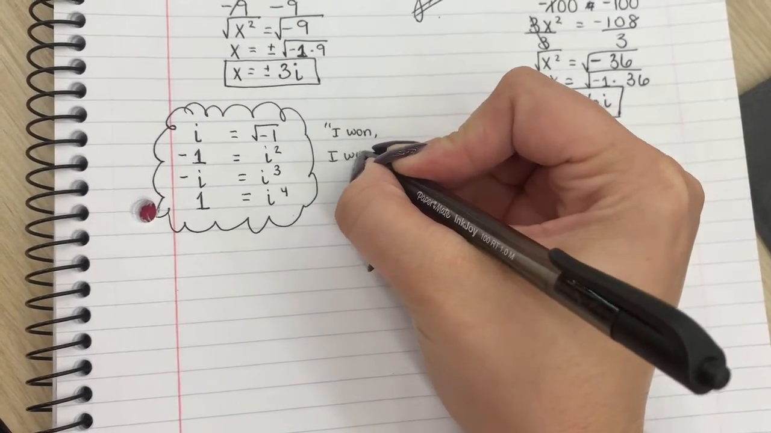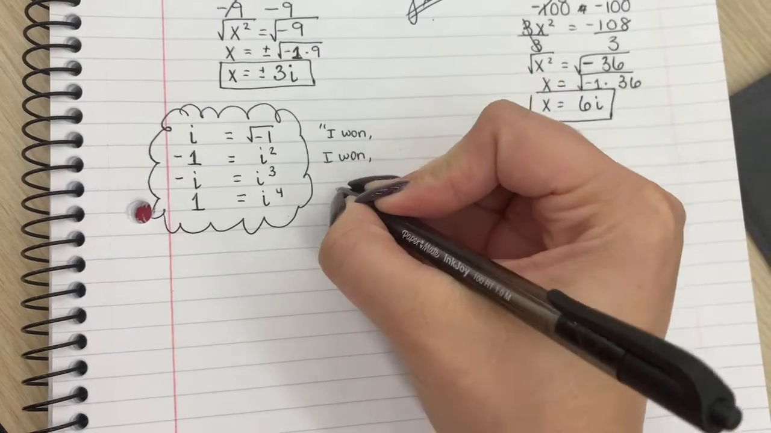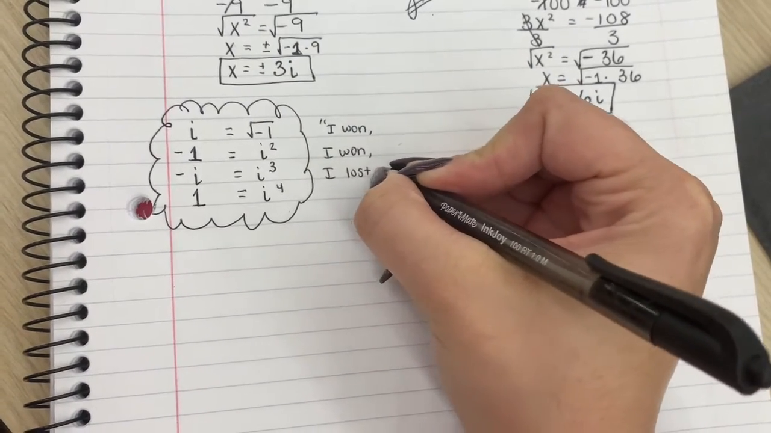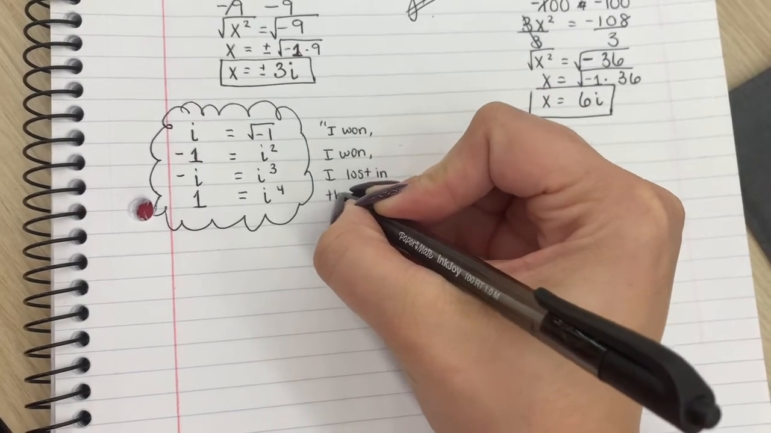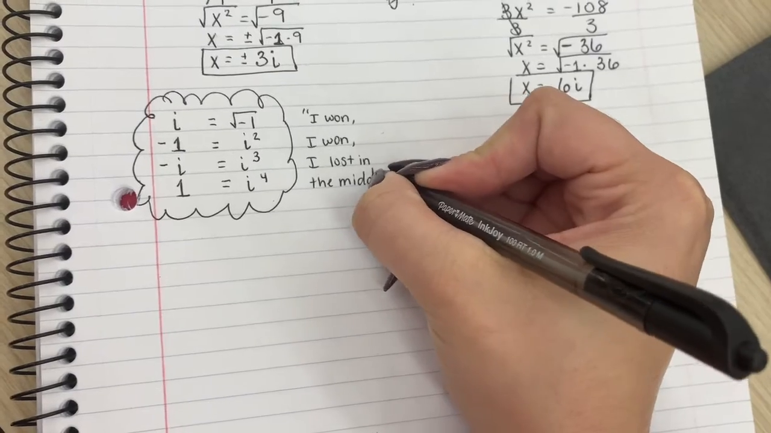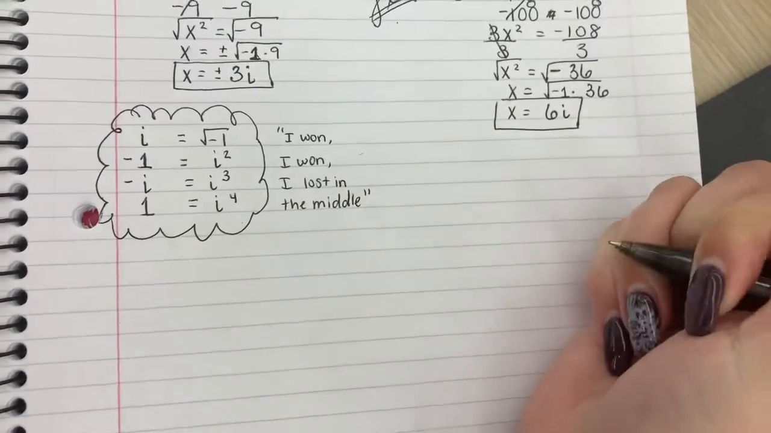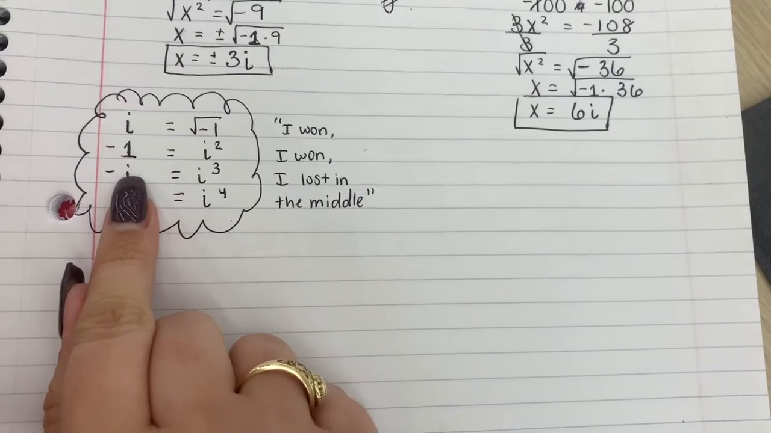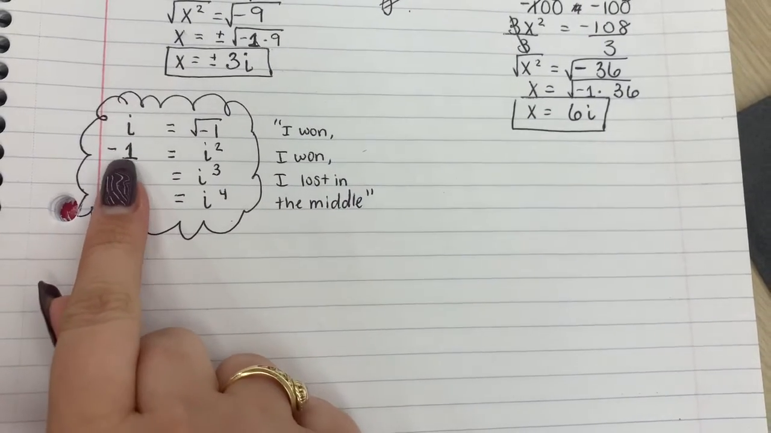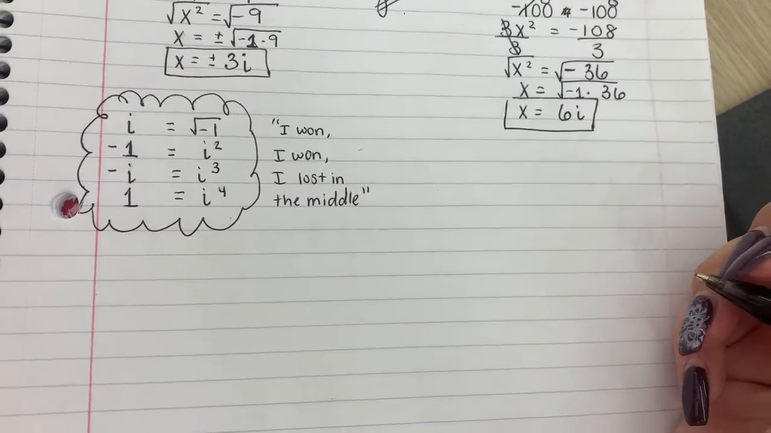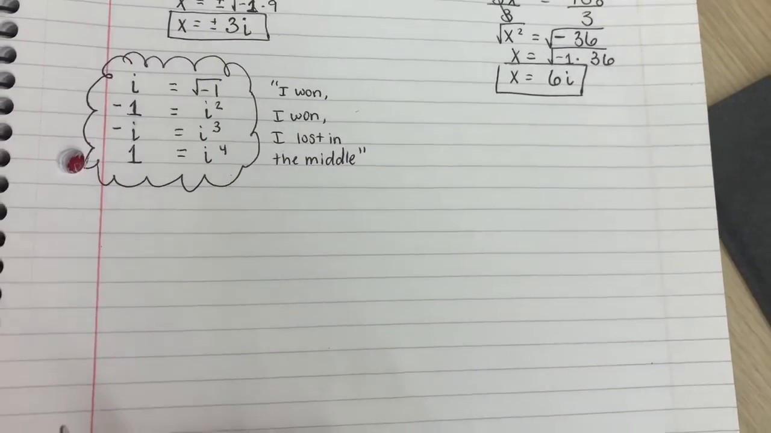So we need to train our brains. When we see i squared, ew, that needs to be simplified. That's negative 1. When I see the square root of negative 1, ew, that needs to be simplified. That's i. When I see i to the third, ew, that needs to be simplified. That's negative i. And when I see i to the fourth, I need to think, ew, that needs to be simplified to positive 1. So these are all of our shortcuts on how to simplify i to whatever exponent.